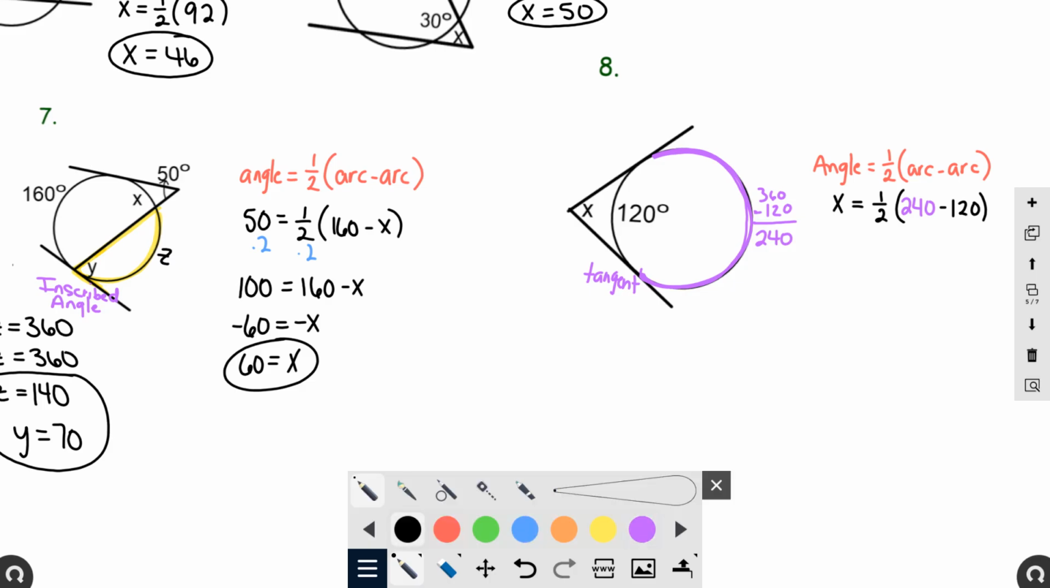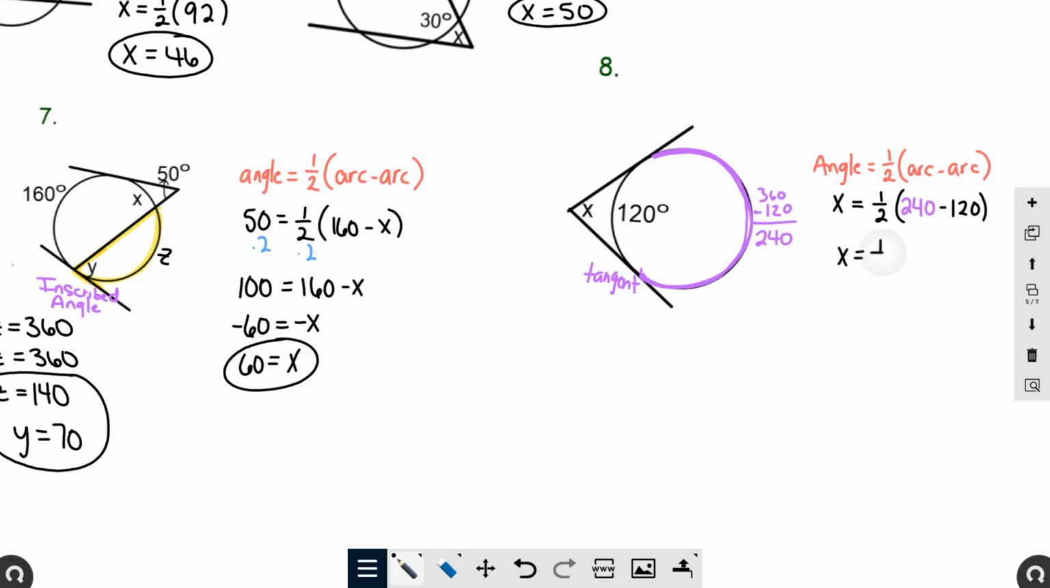So let's finish solving this problem. So x equals 1/2. What's 240 minus 120? And half of that is 60.